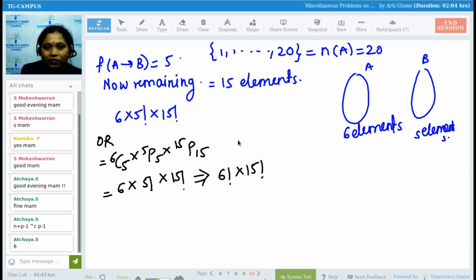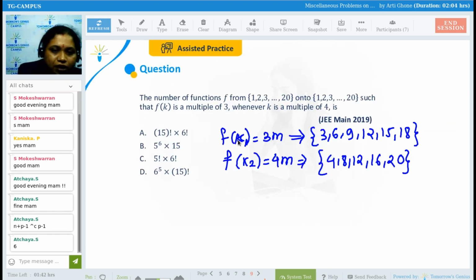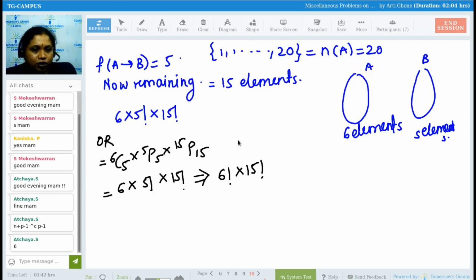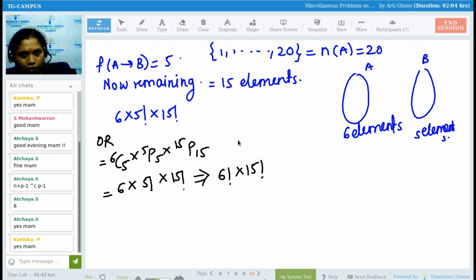Clear? The remaining 5 elements can be arranged with the number of bijections method, that is 5 factorial. Clear? And the remaining 15 elements can be arranged with 15 factorial. Okay, so that will be the total answer. Hence our total answer is 6 factorial into 15 factorial. Answer A is correct. Yes or no? Got it or not? Is the explanation clear? Yes. Okay.